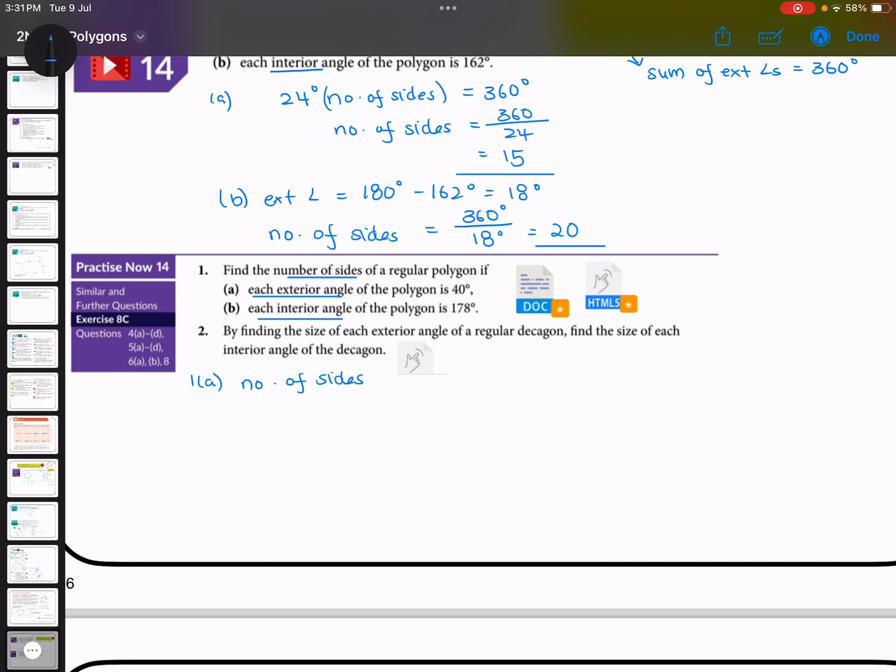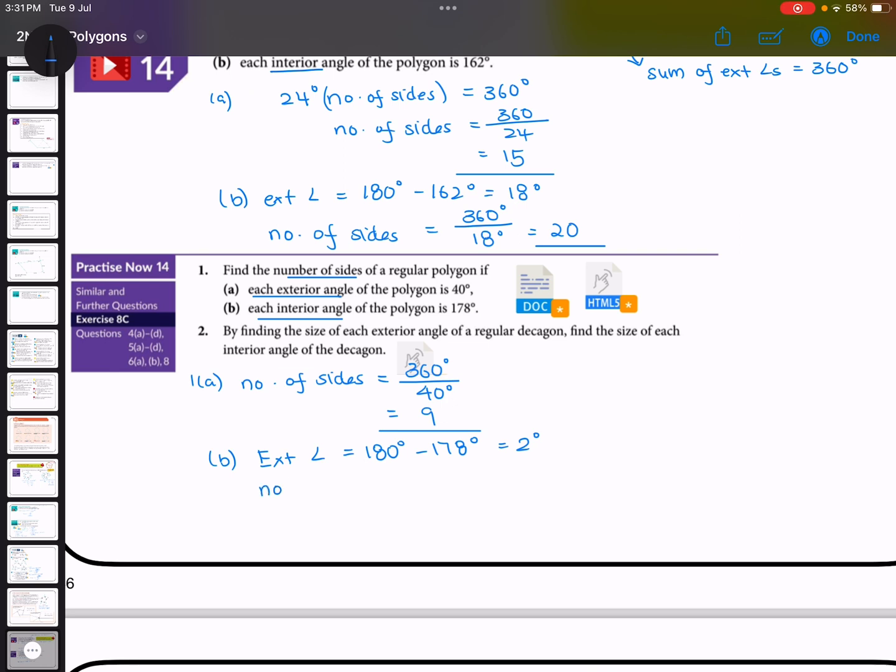The number of sides is equal to 360, which is the sum, divided by each interior angle. This is a 9, so it's a nonagon. Okay? Let's continue. If each interior angle is 165, that means I can find the exterior angle. Very small. Exterior angle is only 2 degrees.